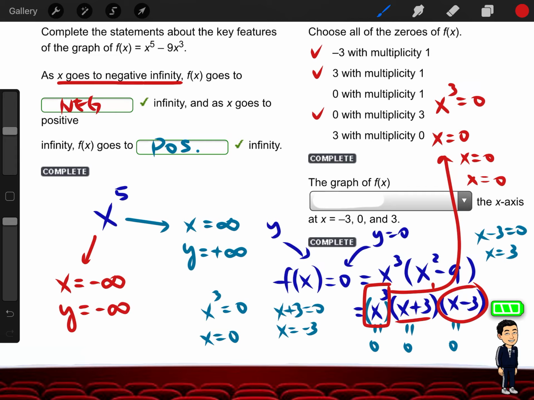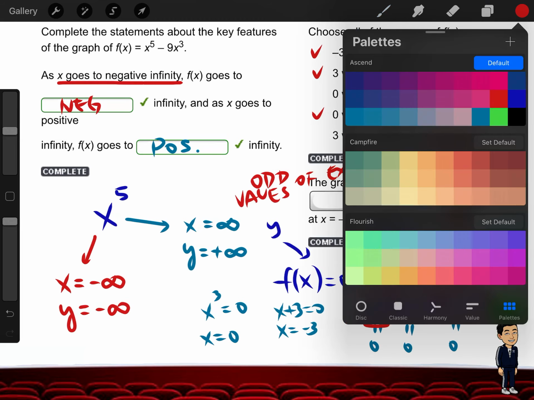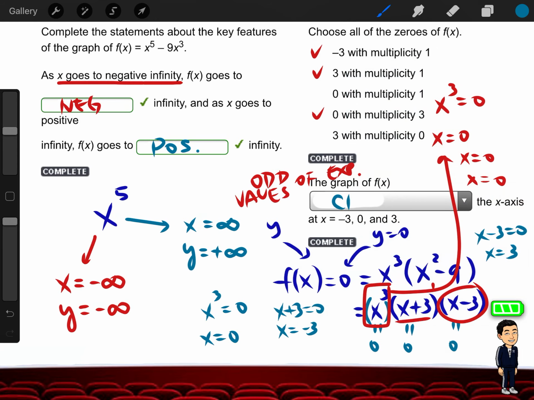So what's next is what's going to happen to the graph. Because all of the exponents are odd numbers, I would say odd values of exponents. If it's an odd value of exponents, you're going to see the graph crosses the x-axis.